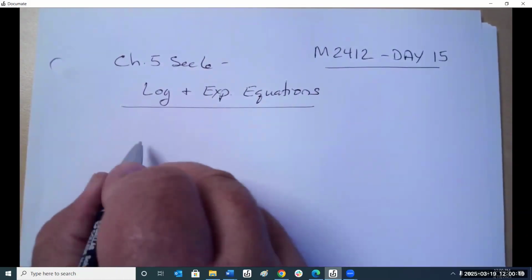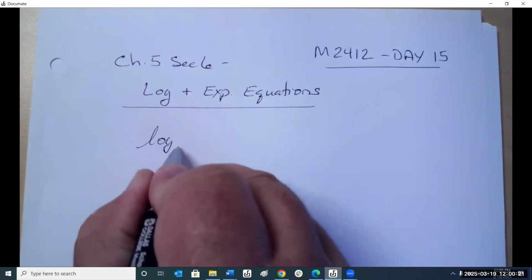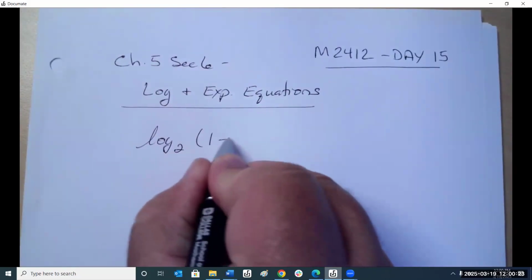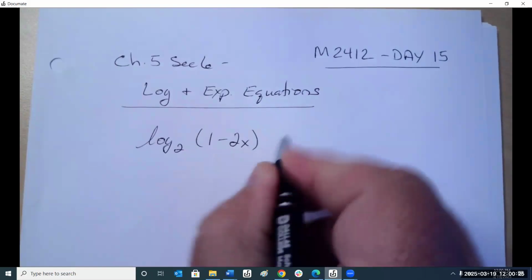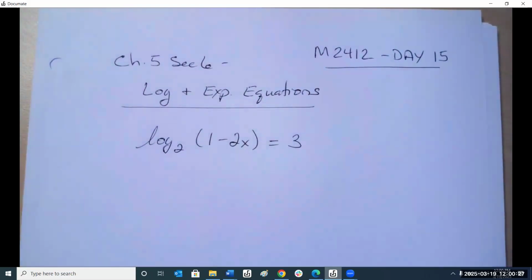Let's see here. Solve for x. And you guys are using the first strategy of every student, the stare technique.